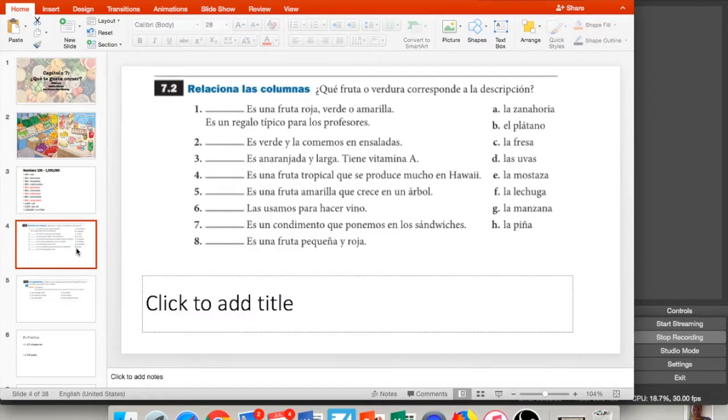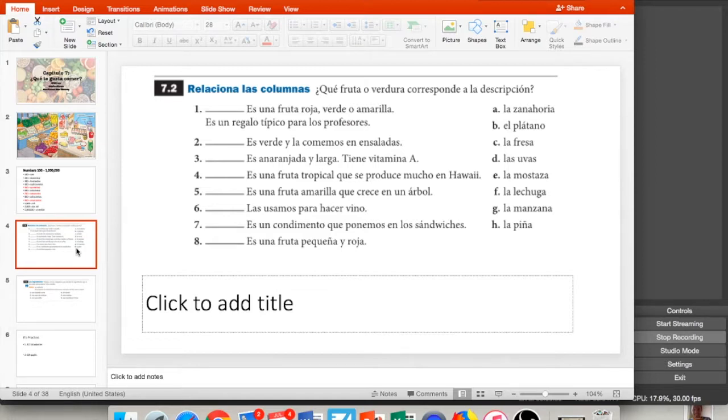I'll give you some practice here with your vocabulary. These are questions you're actually going to see this week as you're working through these, but just wanted to take a moment and show some of these to you. So, let's take a look at number one. It tells you that es una fruta roja, verde o amarilla. It's a fruit that's red, green, or yellow.